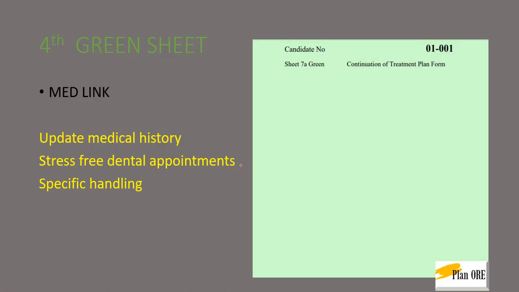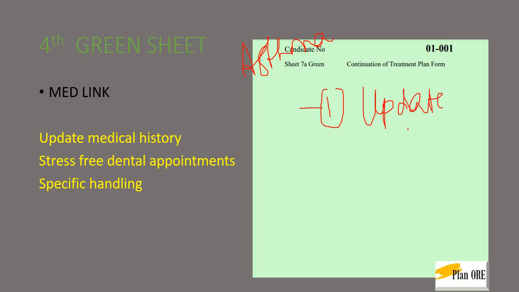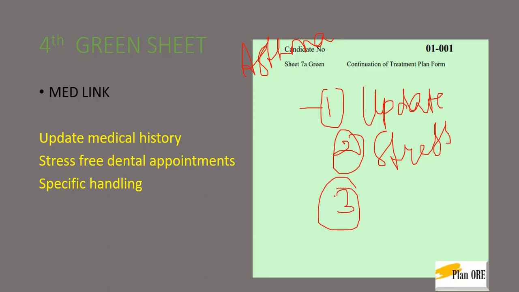You then come to the fourth green sheet, which again is a blank page, and utilize this for writing your medical link. For example, the patient told you that he has asthma in the medical history. You will write that you will update the medical history of the patient. You will offer stress-free dental appointments and make sure that he does not have stress at any point of time. And if there is anything, you would ask him and try to calm him down.